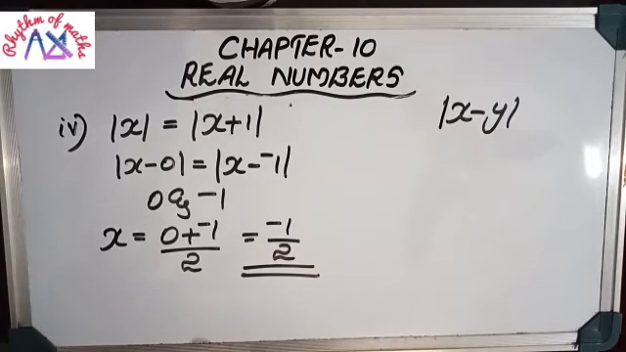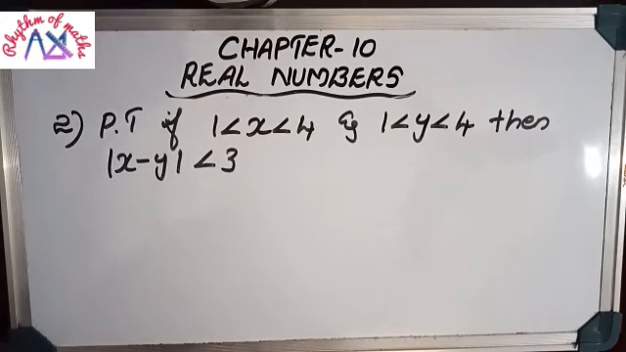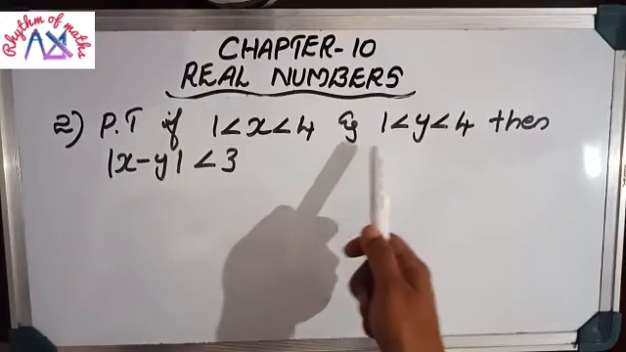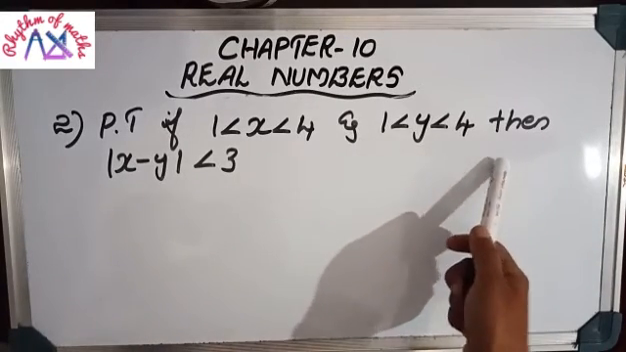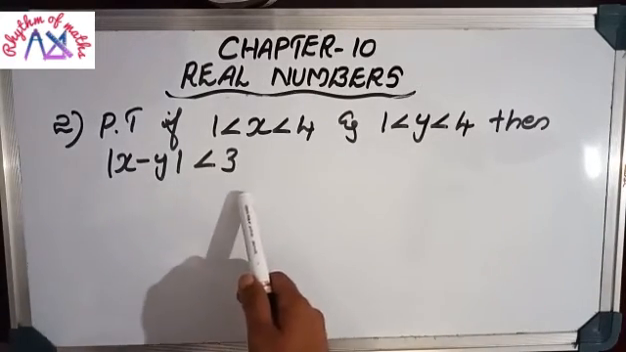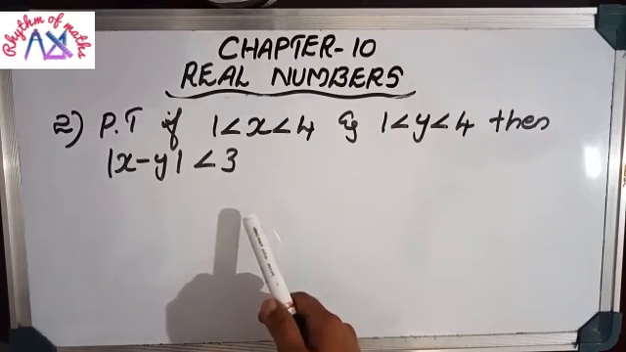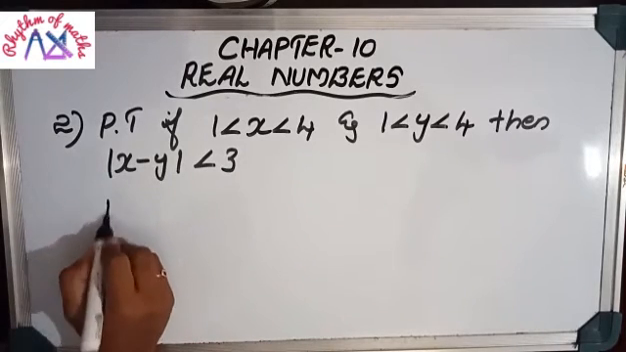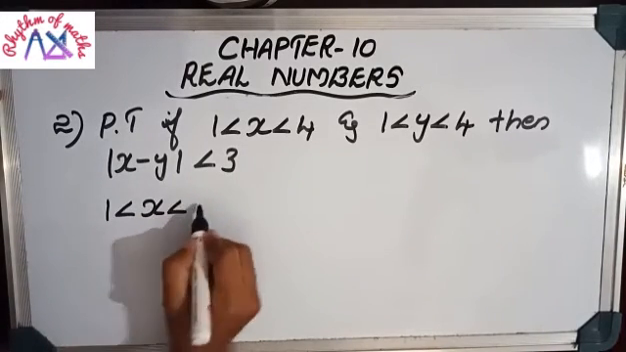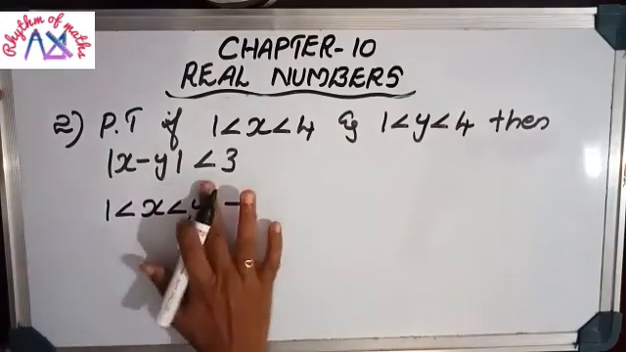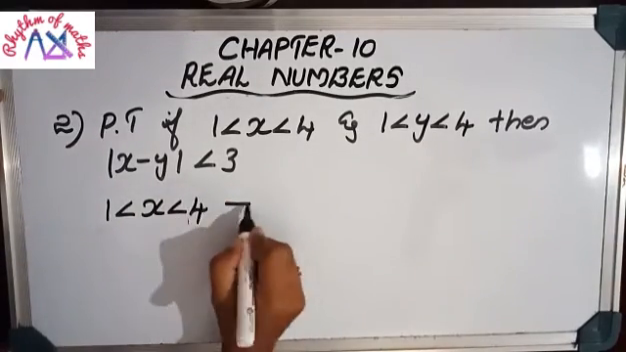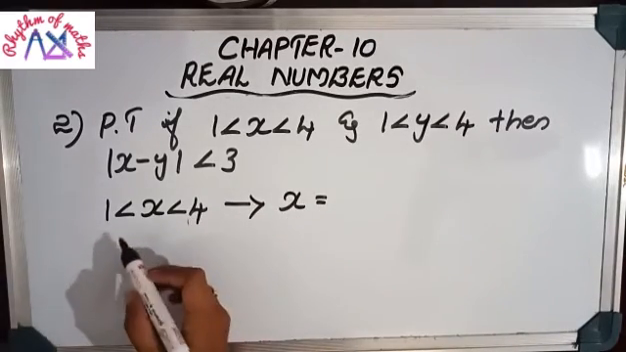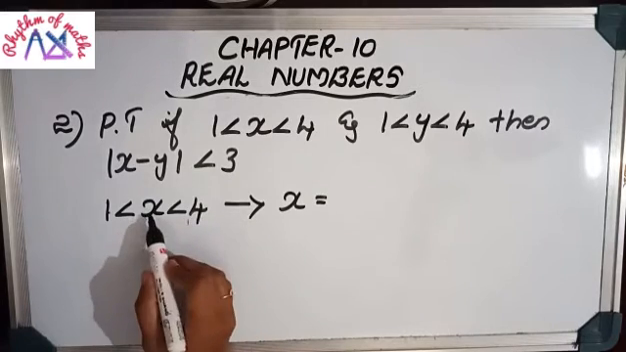Now let's do the second question. This is question number 2. That is, prove that if 1 less than x less than 4 and 1 less than y less than 4, then modulus of x minus y less than 3. This is the second question. Now here 1 less than x less than 4 means what? It means the values which all can be x values. Okay, any number in between 1 and 4 will be an x value.